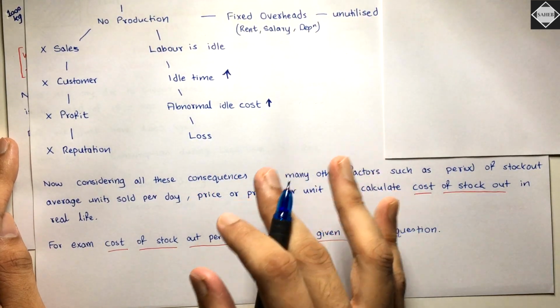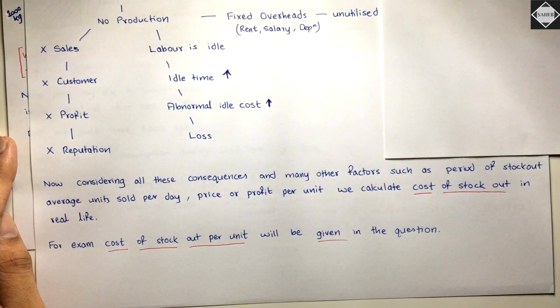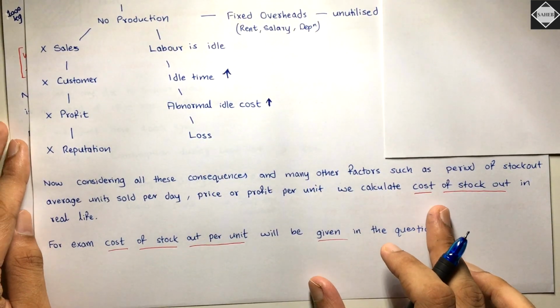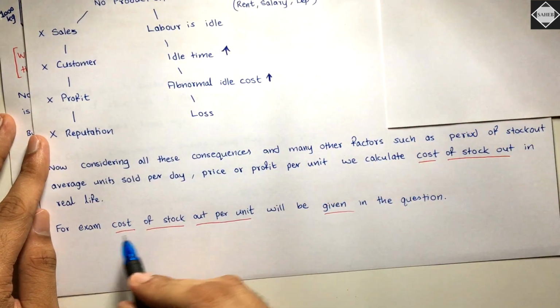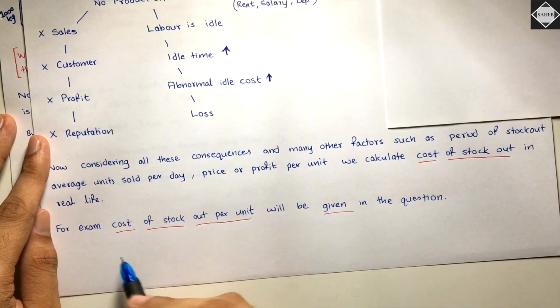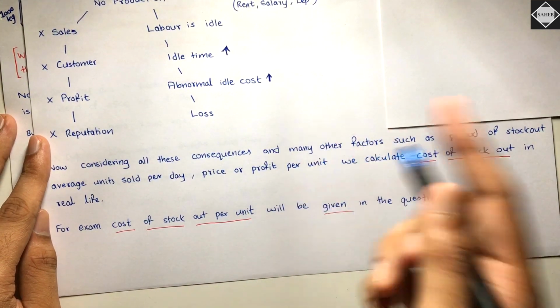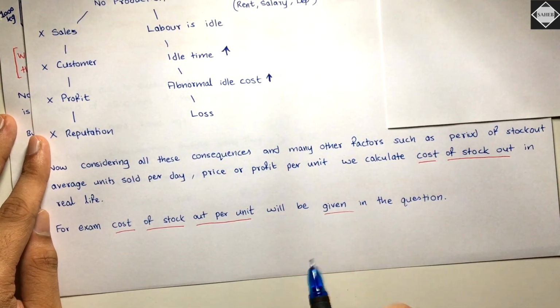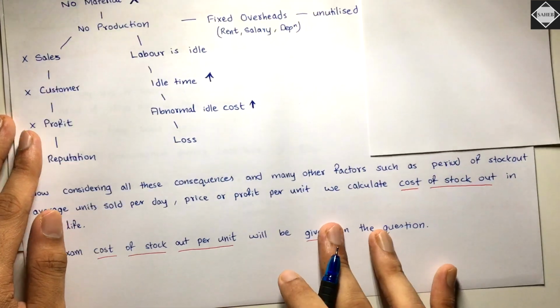Here you just have to do probability analysis. You just have to analyze the risk over here. We'll see what you have to do in this syllabus. For the exam, the cost of stock out per unit will be given to you. It will be estimated and given to you in the question itself. You just have to use it. So this is the thing.